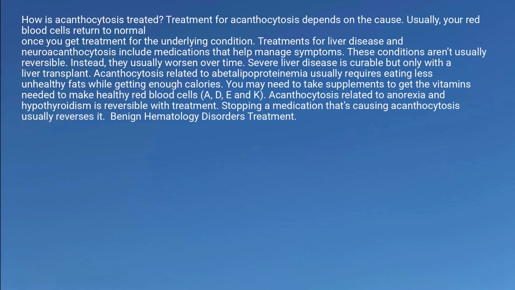Acanthocytosis related to abetalipoproteinemia usually requires eating less unhealthy fats while getting enough calories. You may need to take supplements to get the vitamins needed to make healthy red blood cells, A, D, E and K. Acanthocytosis related to anorexia and hypothyroidism is reversible with treatment. Stopping a medication that's causing acanthocytosis usually reverses it.